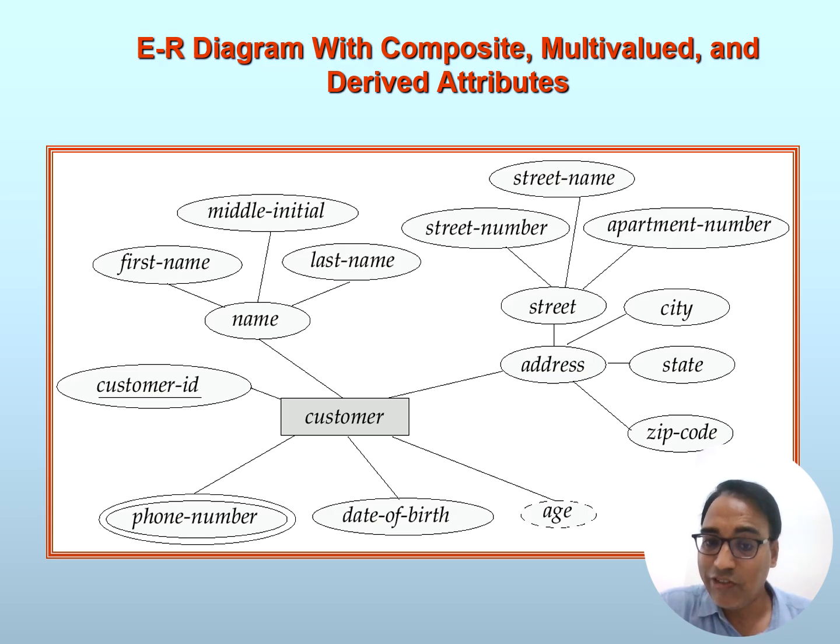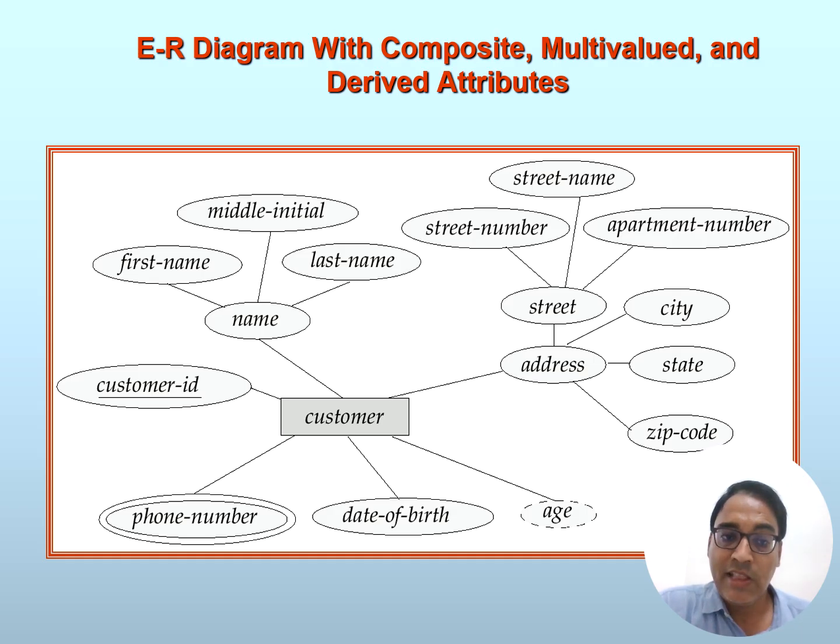So it becomes a derived attribute. Date of birth is a strong attribute, an important attribute. But phone number, I'm putting double. See, the double ellipses means it is a multi-valued attribute. Customer ID is another attribute, but I'm underlining it. This becomes the primary key of the strong entity customer.